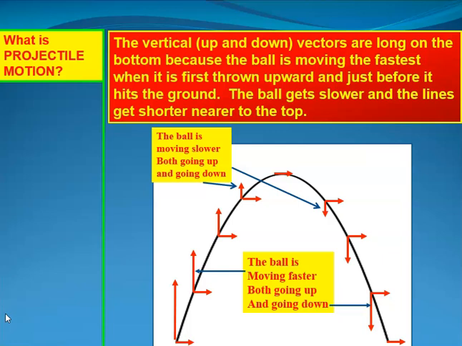So let's say it's going 7 meters per second going upward. Then if you come over to the same elevation with the ball coming downward, it would be going 7 meters per second going downward.